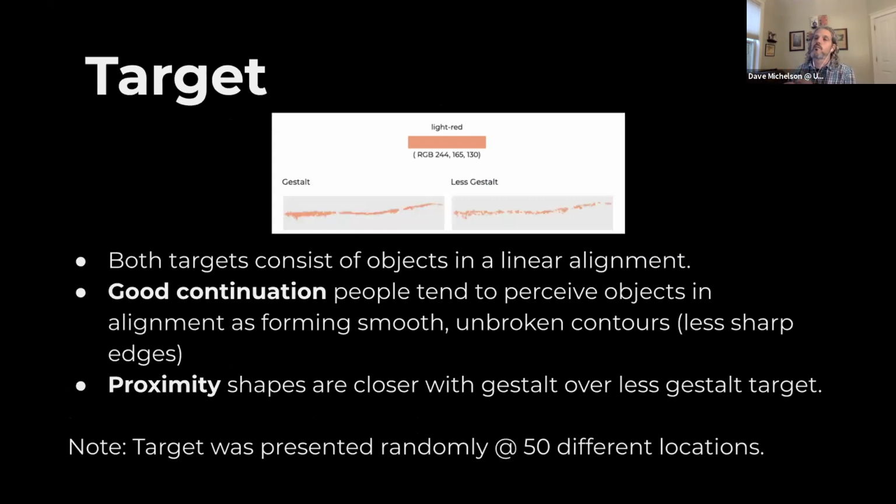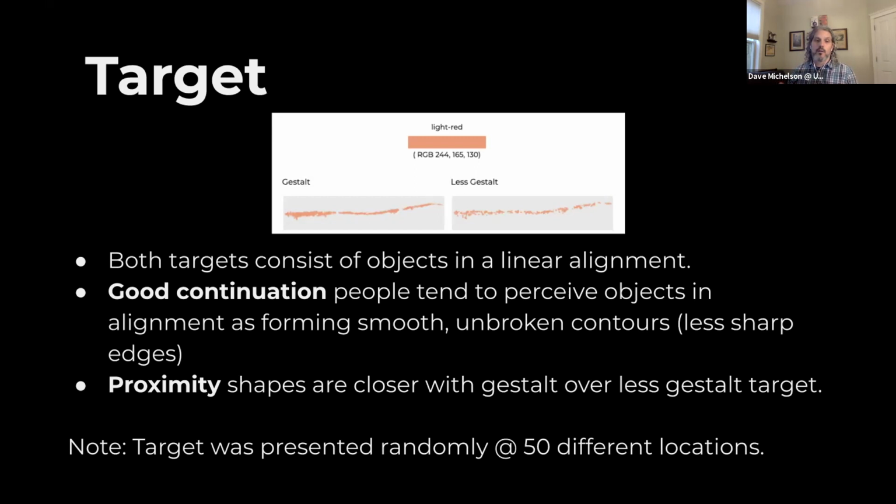In specifics with the target, I had 2 targets. One was Gestalt. This is my target that I felt met Gestalt principles best between these 2, and then one that followed a little bit less. What you can notice about it is both targets consist of objects in a linear alignment. And if you look at good continuation, people tend to perceive objects in alignment as forming smooth, unbroken contours, especially when there's less sharp edges. And if we look at the 2, our Gestalt target actually has less sharp edges than our less Gestalt target.